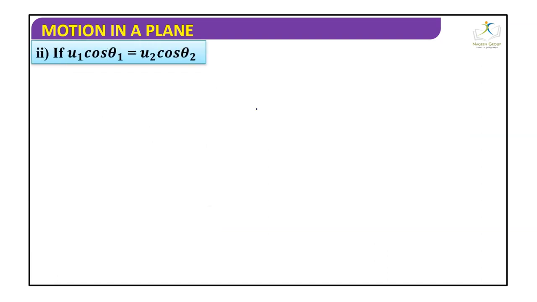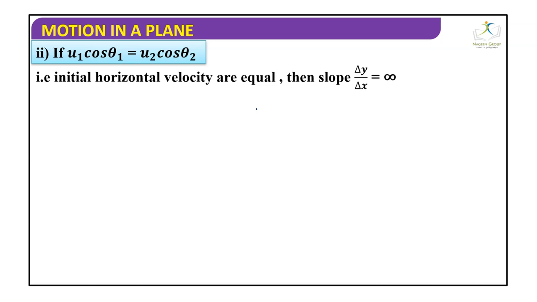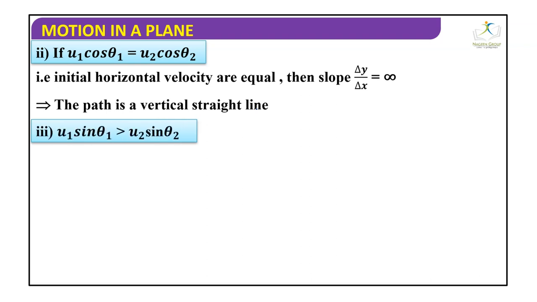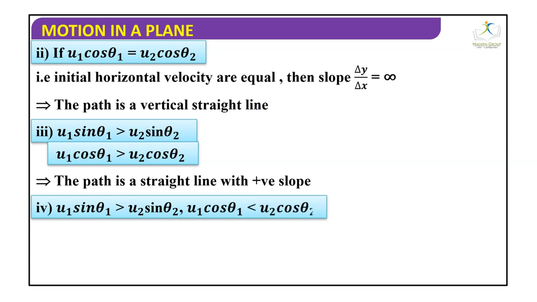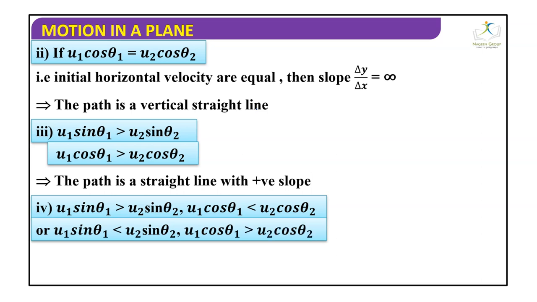Second situation, if u1 cos theta 1 is equal to u2 cos theta 2, the slope will be infinite. The path is a vertically straight line, and before that was a horizontally straight line. If u1 sin theta 1 is greater than u2 sin theta 2, in this case u1 cos theta 1 is greater than u2 cos theta 2, the path of the straight line will have a positive slope. And in the case where u1 sin theta 1 is less than u2 sin theta 2, and u1 cos theta 1 is greater than u2 cos theta 2, in this case the path is a straight line with a negative slope.